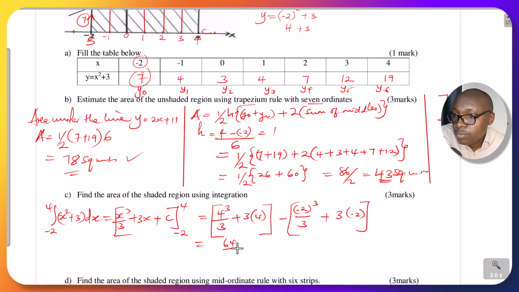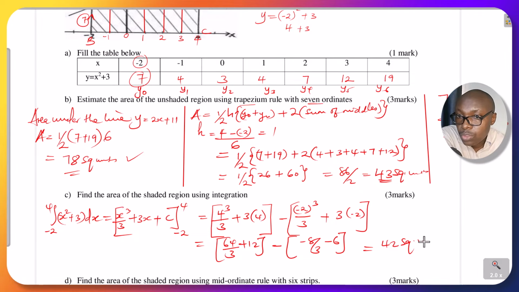64 divided by 3 plus 12, then subtract -8 over 3, and then this will be subtract 6. So when you compute this one using our calculator, 64 plus 12 brackets, then subtract -8 over 3 minus 6. This will give 42. This will give 42 square units. So that is the area using integration.